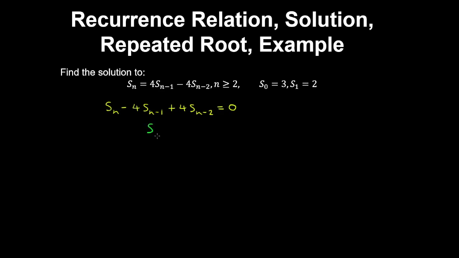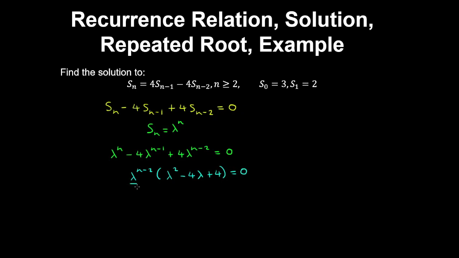And again, we assume a solution of the form S_n is lambda to the n, and substituting this in our recurrence relation, we have lambda to the n minus 4 lambda to the n minus 1 plus 4 lambda to the n minus 2, and that's equal to 0. And then we factor out lambda to the n minus 2. So we have lambda squared minus 4 lambda plus 4 is equal to 0.